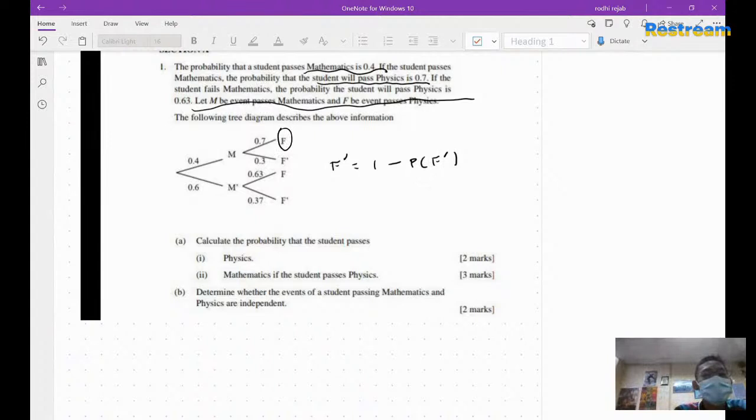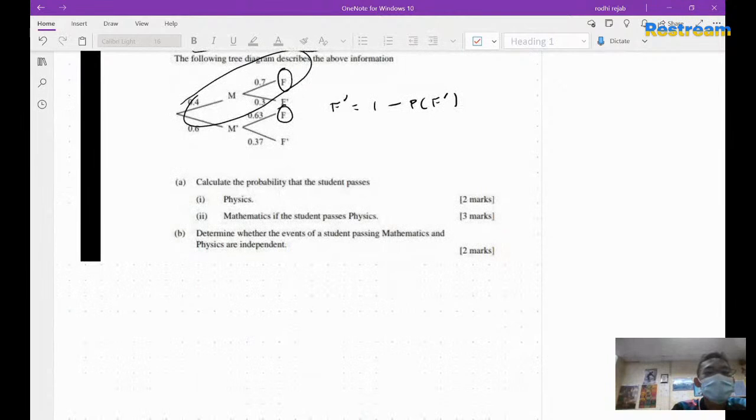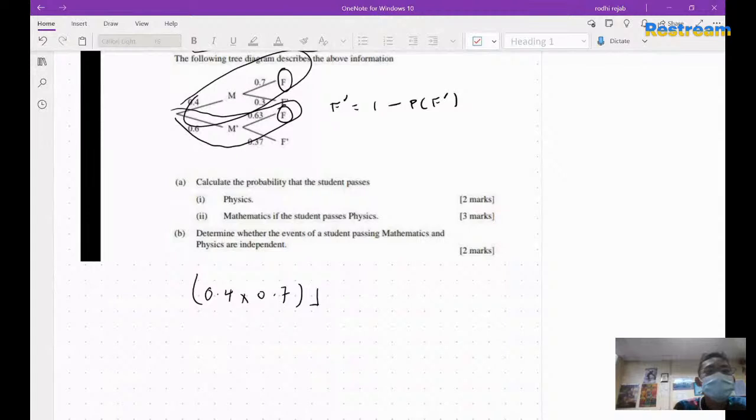So we need to calculate the probability of this and then this. Since these two events are connected, we should multiply. So 0.4 times 0.7 plus, because these two paths are not connected. The only events that are connected are when you pass math and then pass physics, or you fail math but pass physics. So 0.6 times 0.6.